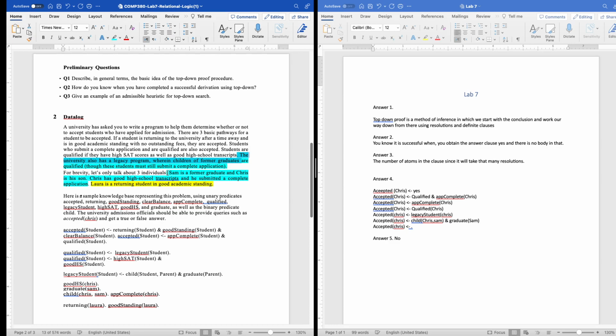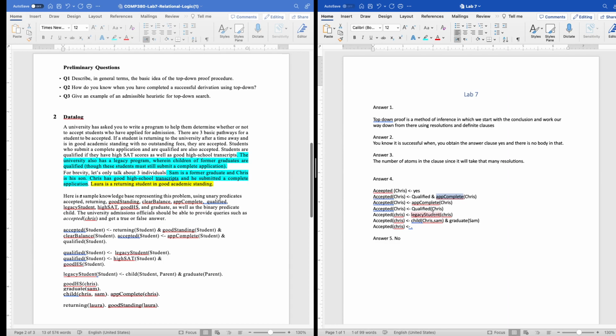And then we are further given the information that Sam is a former graduate and Chris is his son, and Chris has good high school transcripts and he has also submitted a complete application. So for the top-down approach, we start with the clause that Chris is accepted. Then we see if Chris is qualified and the application is complete. We are given that the application is complete, so we write that.